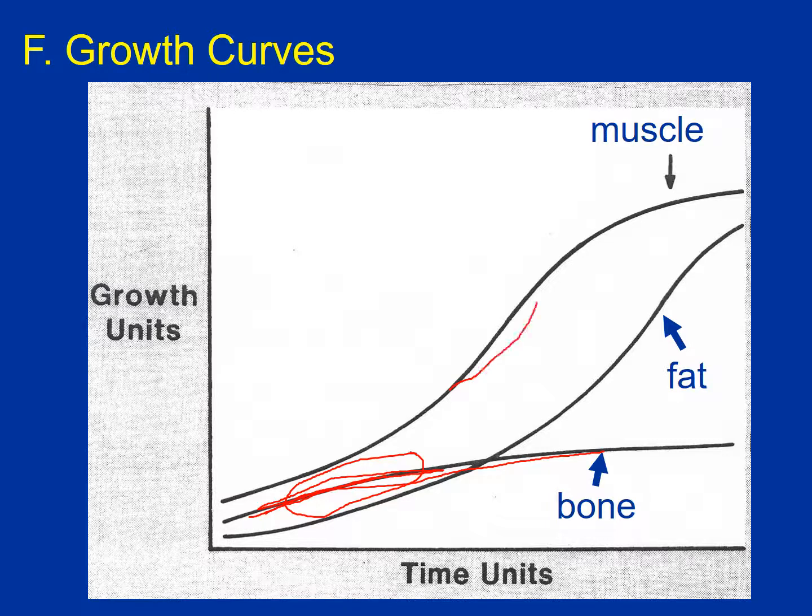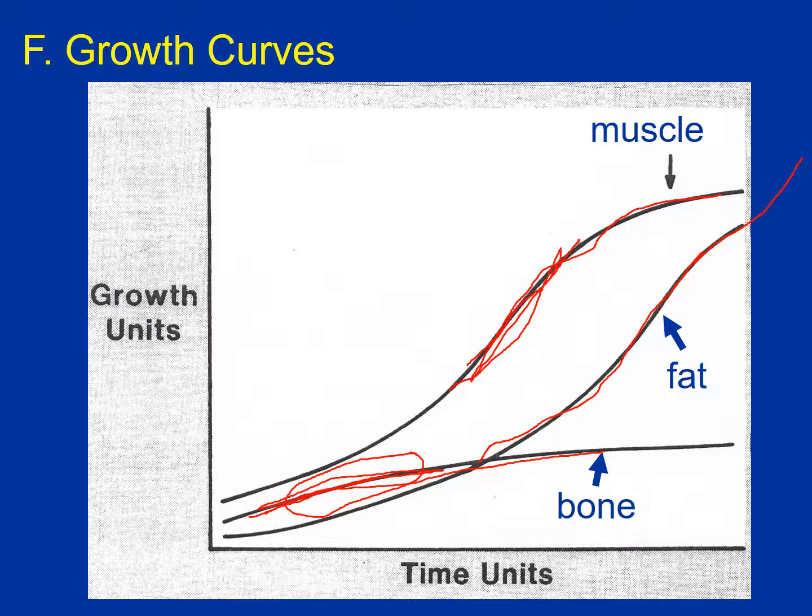Muscle grows quite a bit right in this time frame here, but then eventually is going to plateau. Young animals tend to stay pretty trim. As they go towards maturity, they'll put on more fat. And as long as we're giving the animal more nutrients in the form of energy than the animal needs, the animal can continue to get fatter.